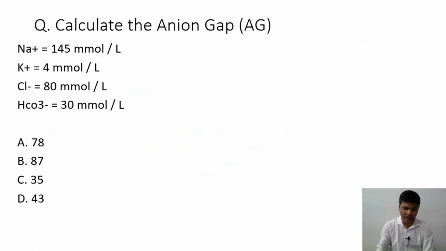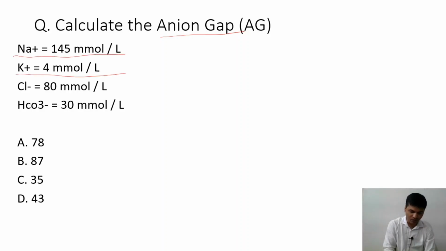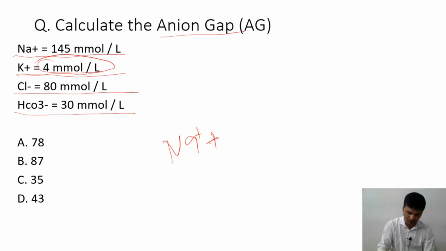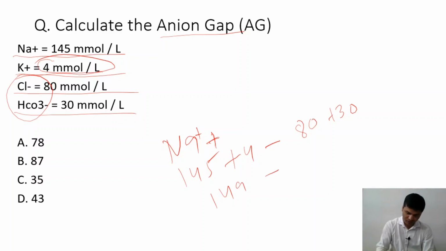Calculate the anion gap. Sodium is 145, potassium is 4, chloride is 80 millimole, bicarbonate is 30 millimole. Anion gap is calculated by sodium, and you can add potassium also. If the option is there then you can add it, and if not there then no need to add. Sodium plus potassium, so sodium is 145 plus 4, minus chloride plus bicarbonate. Chloride is 80 plus 30. So it is equal to 149 minus 110, which is 39.